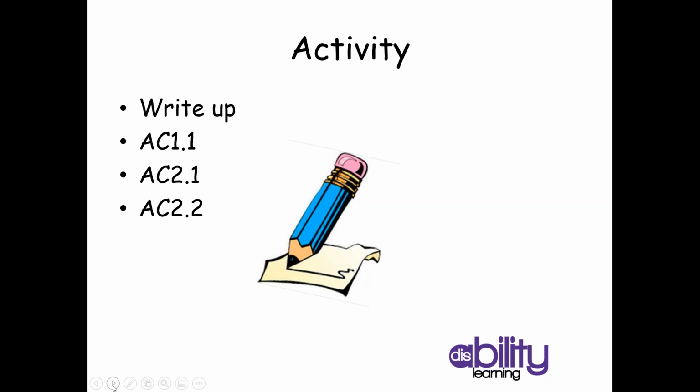And finally, at AC 2.2, we're talking about needs. So you might start off with Maslow's hierarchy of needs and talk about how important it is to have your basic needs met before you move on to love and affection and being valued and self-fulfillment. And then talk about some of the daily needs that people you know will need to be supported with. So it may be personal care, communication, access in the community.